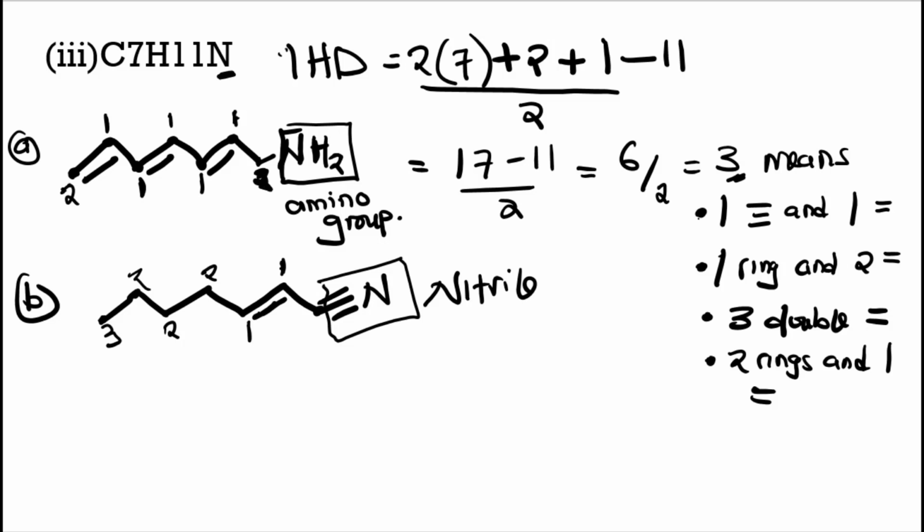This is a nitrile. C, the third possible structure, we said that it can be 1 ring and 2 double bonds. So if I draw it to be like this, carbon number 1, number 2, number 3, number 4, number 5, number 6, and then number 7 here. So this is my ring. Okay, and in my ring there should be 2 double bonds. So the double bond here and another double bond here.